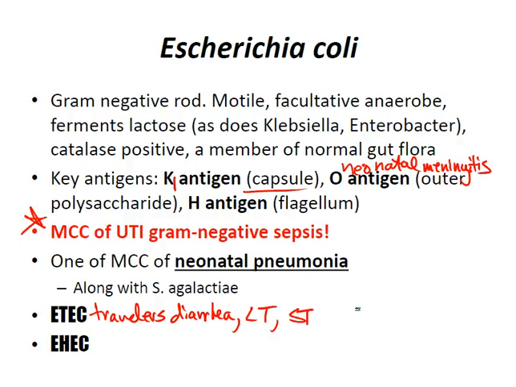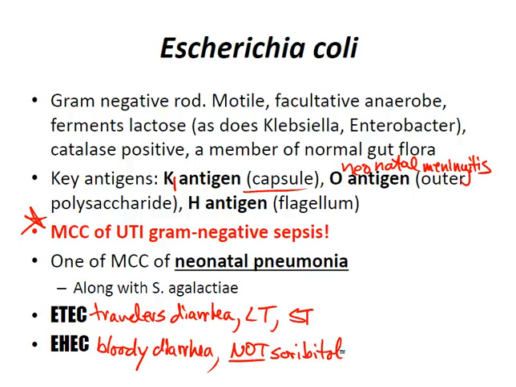Enterohemorrhagic E. coli causes bloody diarrhea. It ferments lactose but not sorbitol, compared to all other E. coli which ferment both. That's a clue and a dead giveaway on the boards that they want hemorrhagic E. coli, the O157:H7, if it ferments lactose but not sorbitol. The most common strain, like I've said 3 times, is O157:H7.